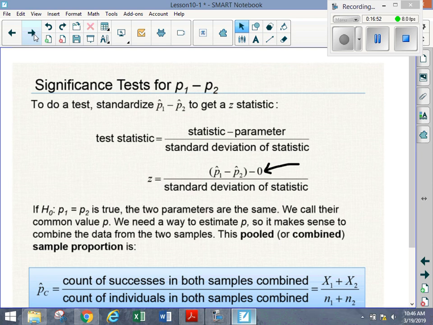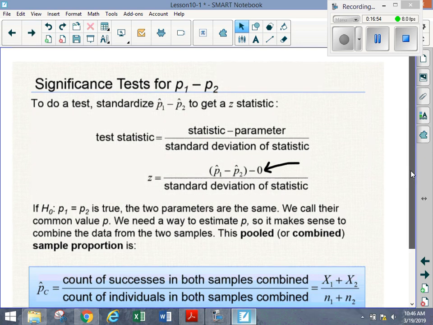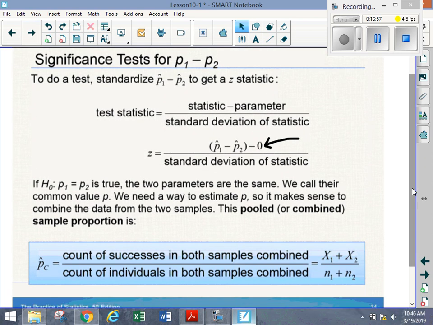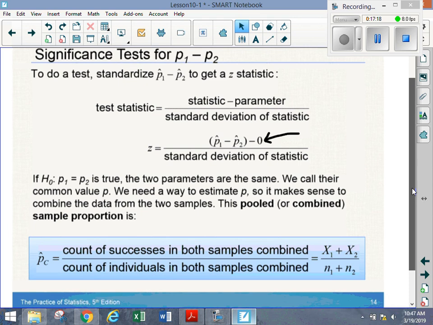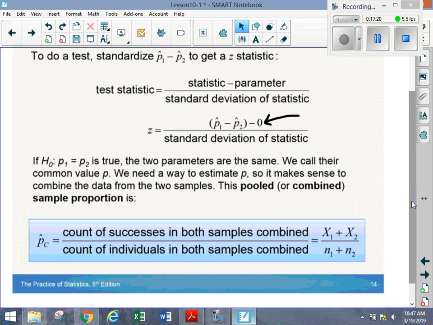So your test statistic is always statistic minus parameter, divided by the standard deviation of your test statistic. In this case, like I said, keep your parameter 0. Your null hypothesis is always going to be that there is no difference, right? And if you just keep it like that, life is much simpler. The most important thing on this page is this p hat sub c, your pooled sample proportion.